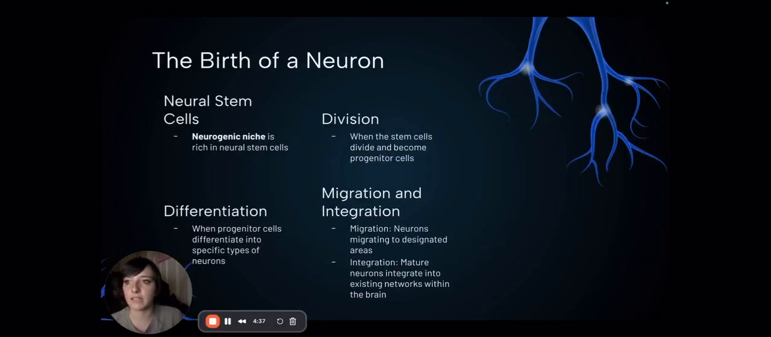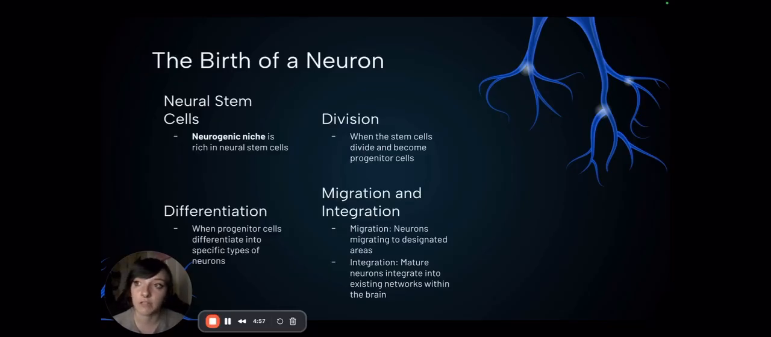Next we'll talk about the birth of a neuron. The process of a new neuron being born is known as neurogenesis. Neurogenesis starts with the neural stem cells, and the neural stem cells come from the neurogenic niche. The neurogenic niche is a specialized microenvironment within the brain that is rich in neural stem cells.